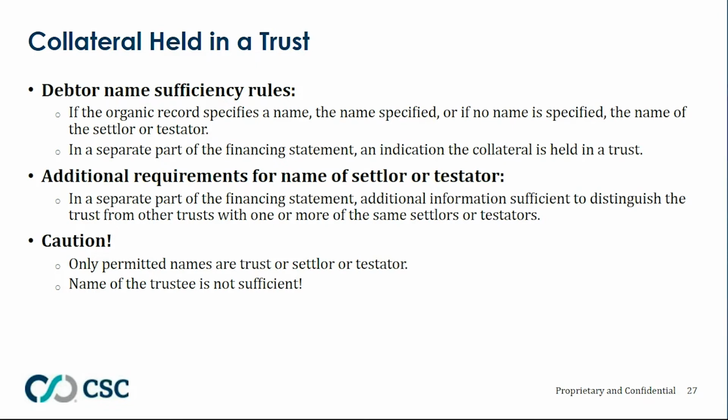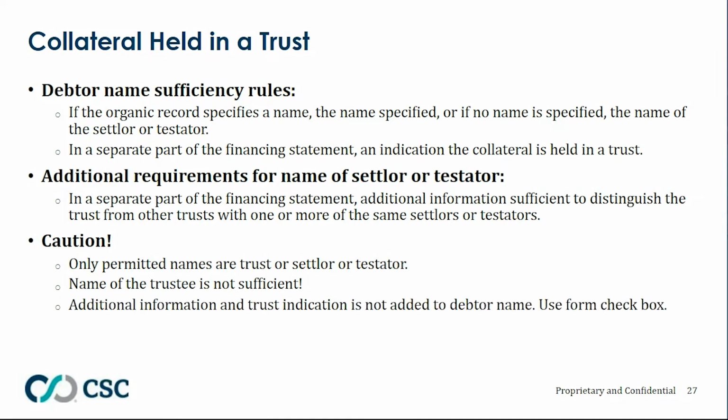This is one of those situations where a name other than the actual name of the debtor is used to allow retrieval of the record. Now, any additional information and the trust indication must never be added to the debtor name. Use the checkbox on the form or its electronic equivalent.